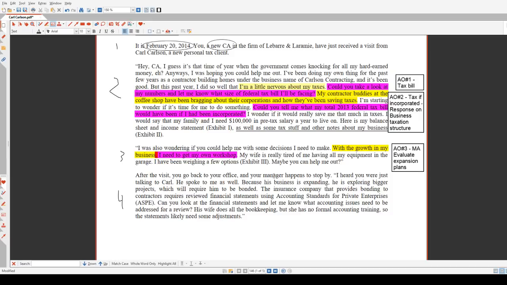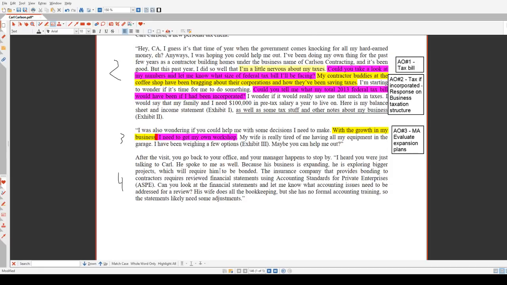You visit, you go back to the office, and your manager happens to stop by. Heard you were just talking to Carl. He spoke to me because his business is expanding. He's exploring bigger projects, which will require him to be bonded by insurance. And with that insurance, they want ASPE.